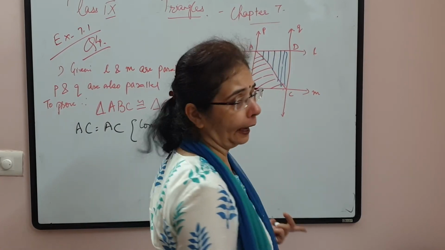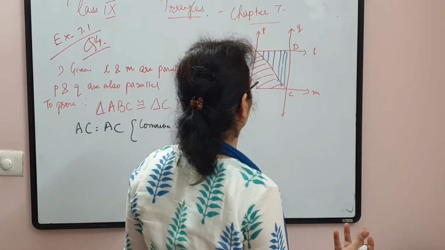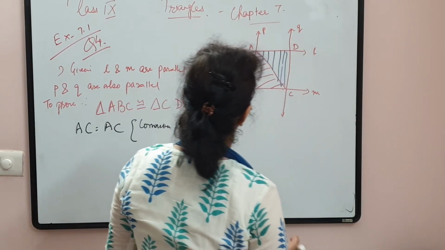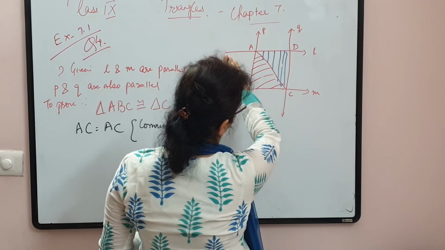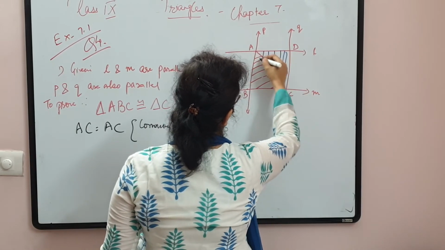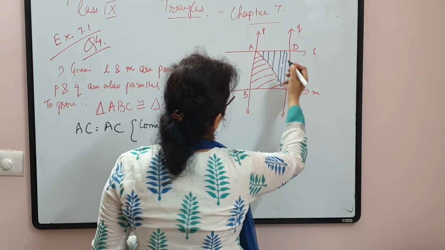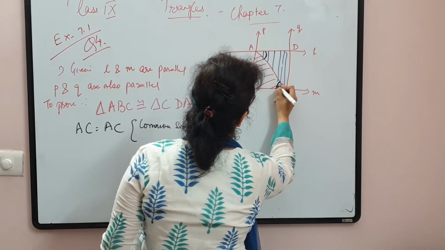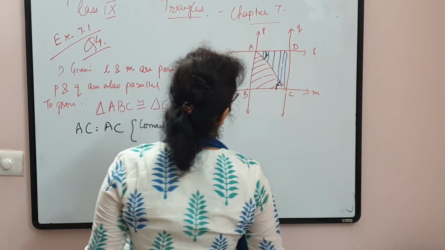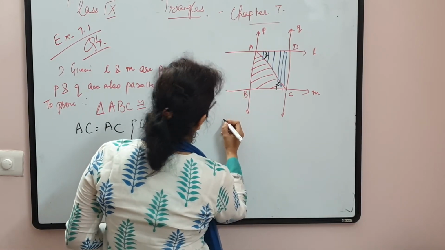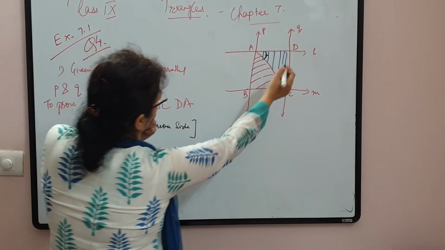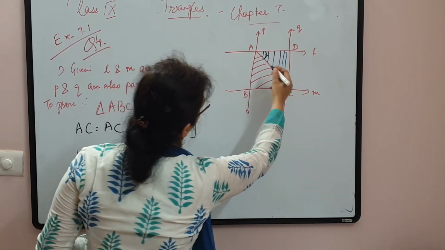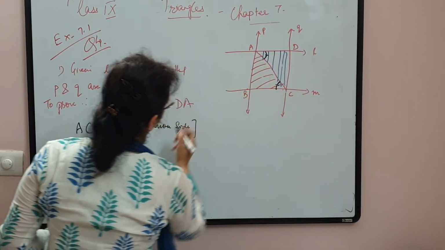Now look for what angles you can find out which are equal. Why? Because you have been given two sets of parallel lines. So first consider line L and M. They are parallel to each other. AC is a transversal intersecting them. That means this angle, children, is equal to this angle. Isn't it? What are the names of these angles? Angle BAC is equal to angle BCA.